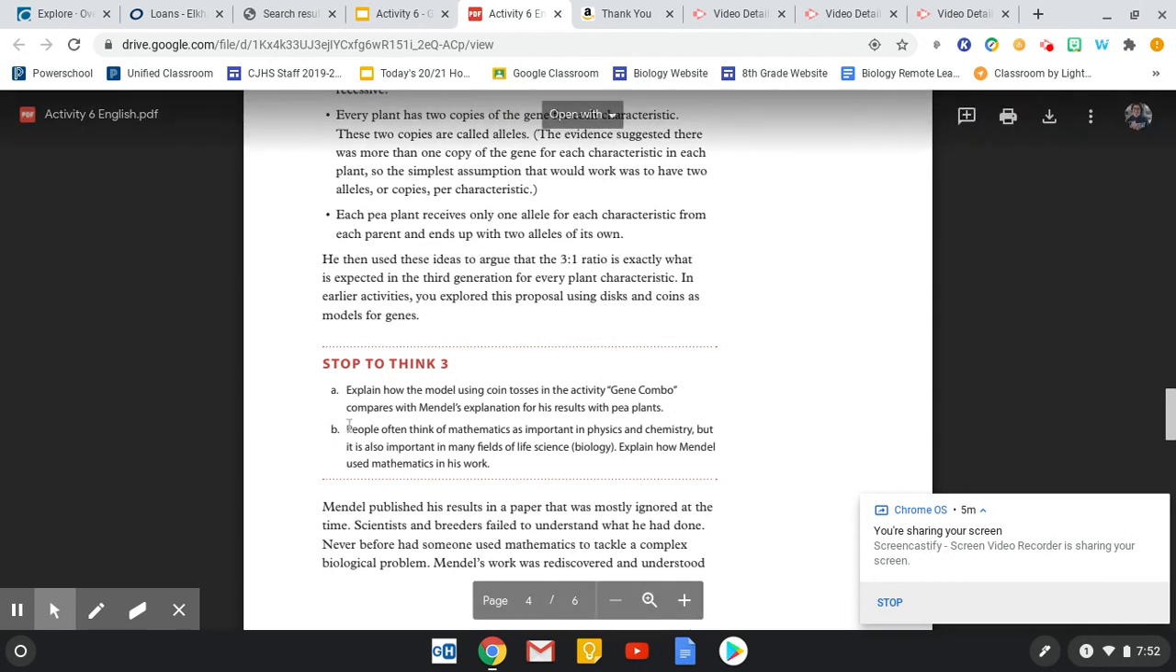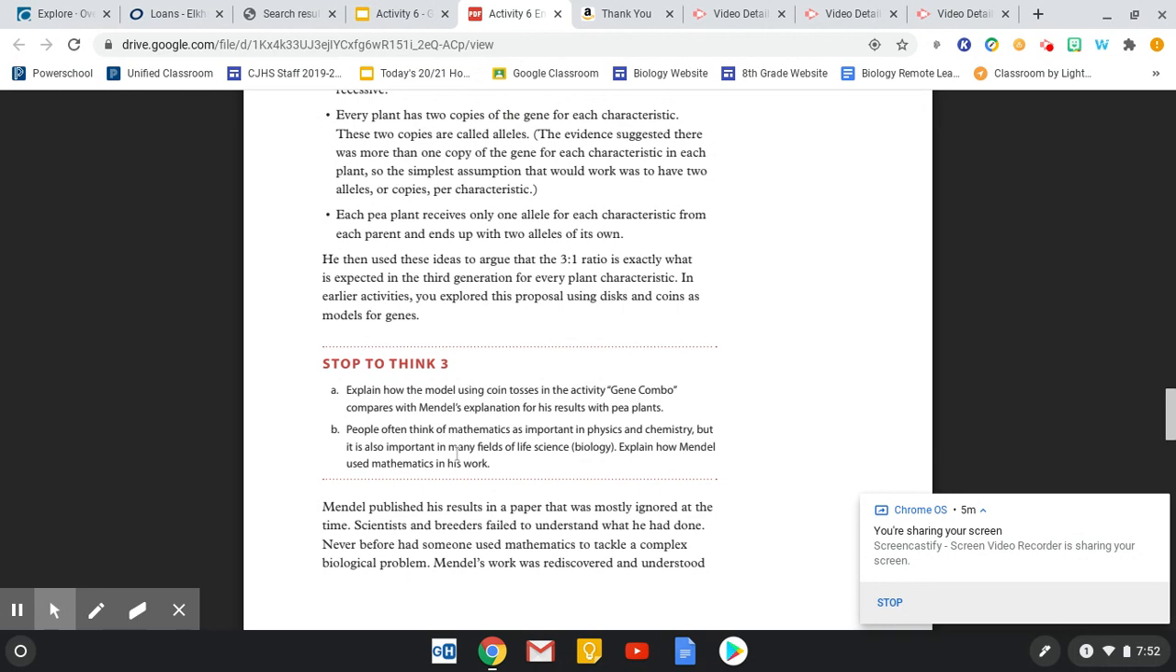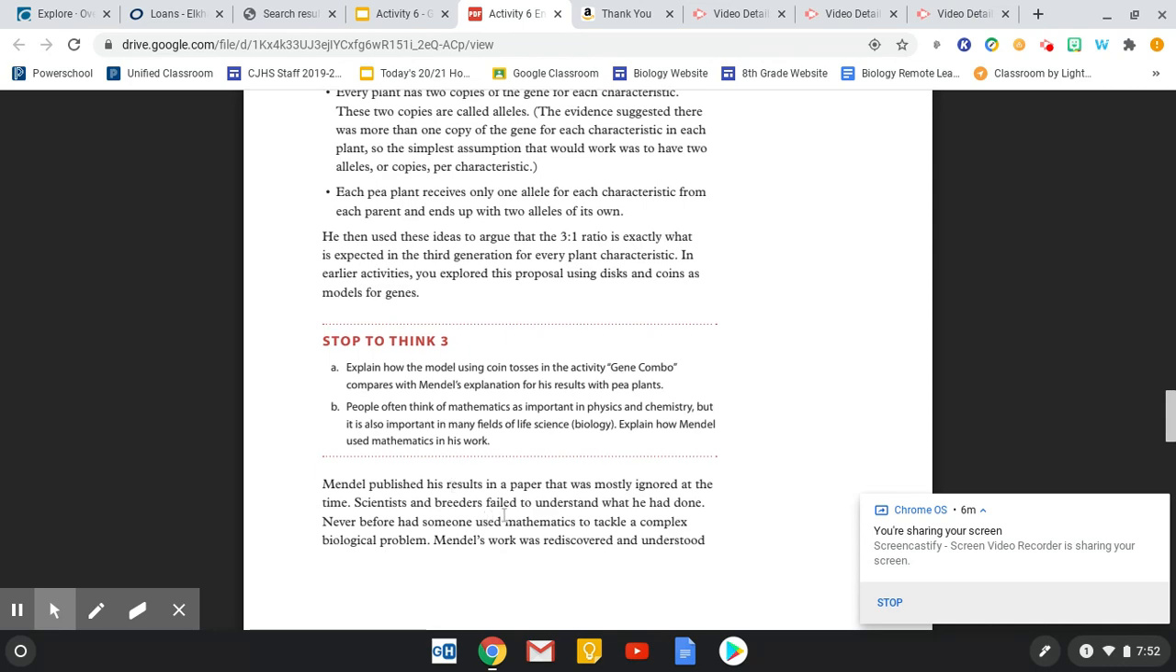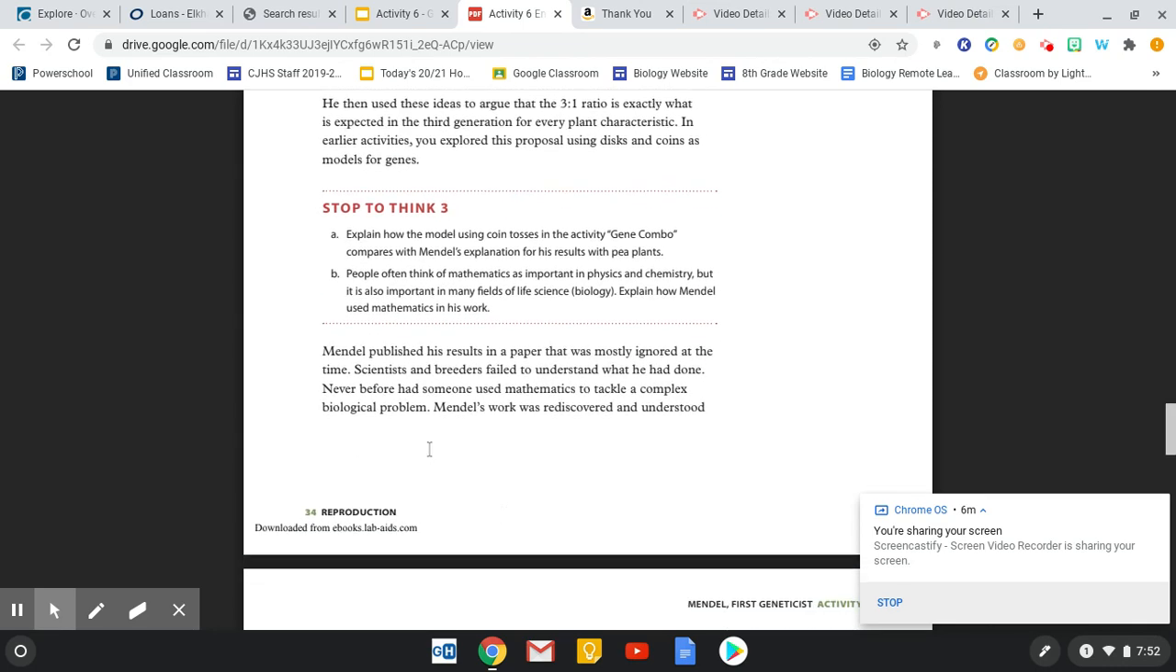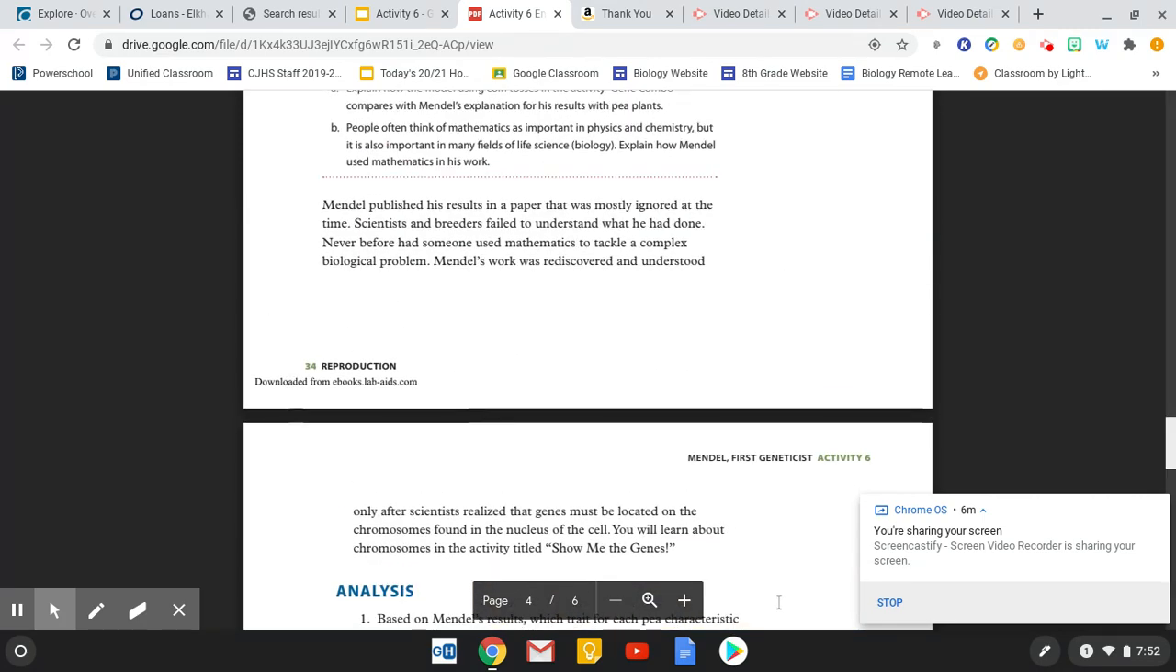Question B. People often think of mathematics as important in physics, which is like things dealing with atoms and light and the solar system, and chemistry. That means when you combine things together and get reactions and stuff. But it's also important in many fields of life science or biology. So explain how Mendel used mathematics in his work. So what kind of math have you had to use? What kind of math did Mendel have to use? Go ahead and stop, answer these questions, read the rest of it, and then go on to the analysis.